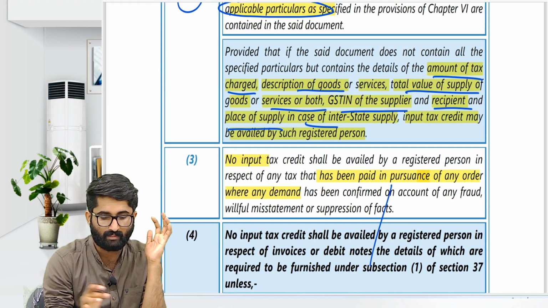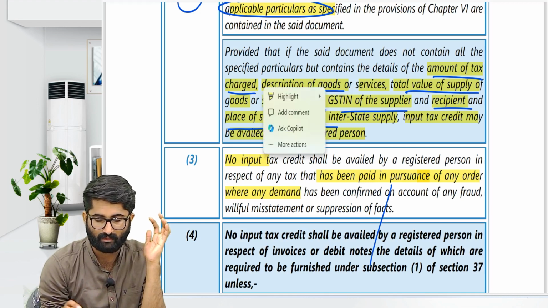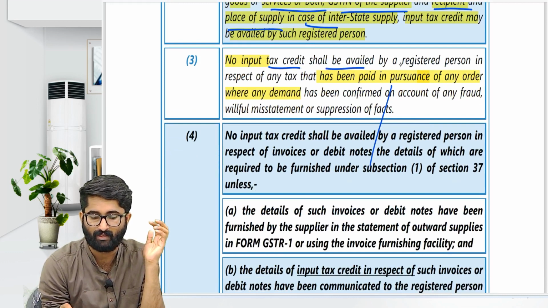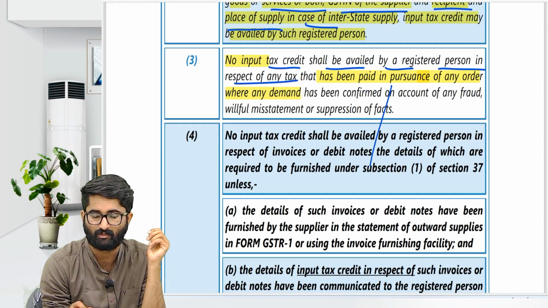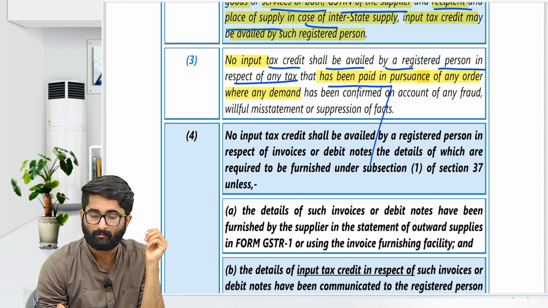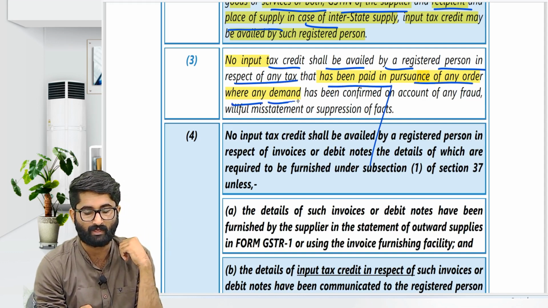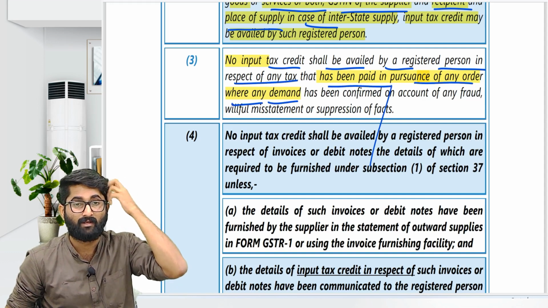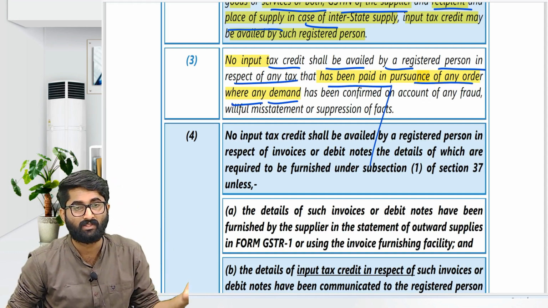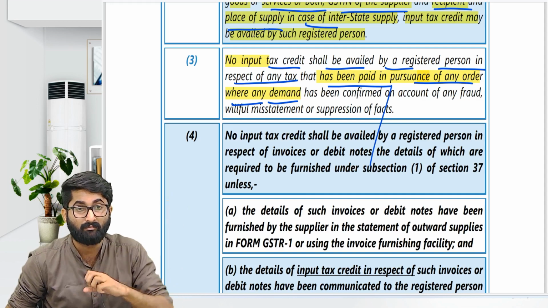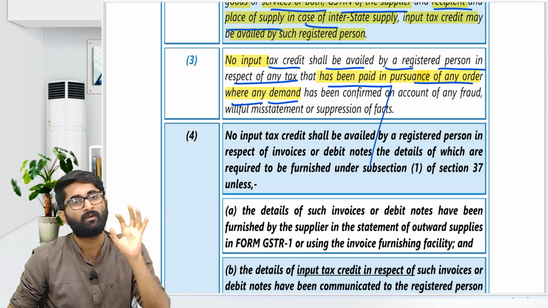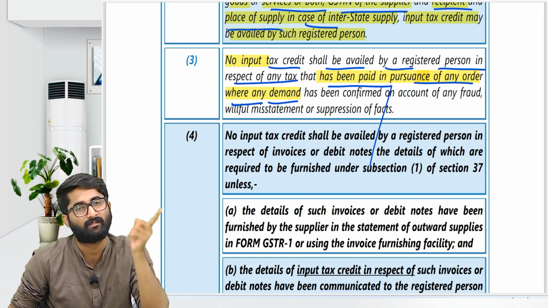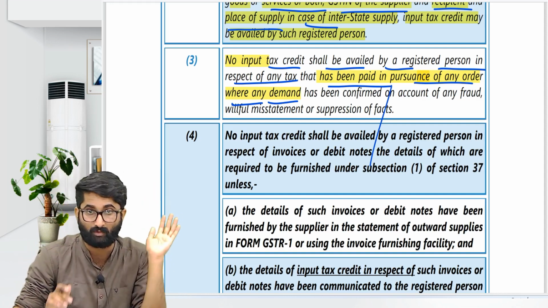Next one, in case of no input tax credit. No tax credit shall be availed by a registered person in respect of the tax which has not been paid in pursuance of any order where any demand. See, I will get one demand order. That means I have not paid the GST, but the government is sending me a demand order. So later I will pay the GST with penalty. On that I cannot take ITC. It is blocked in section number 17 subsection 5 also.